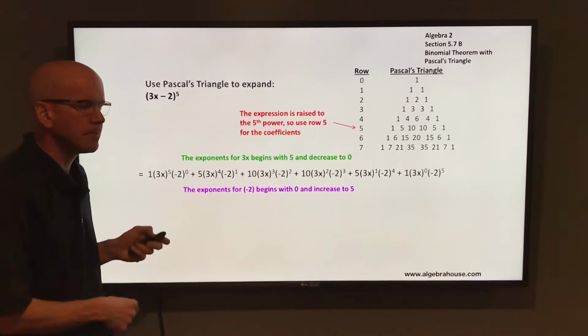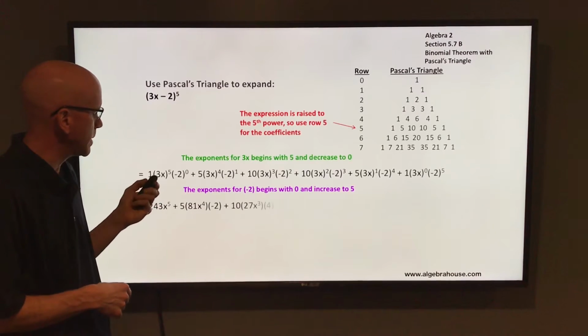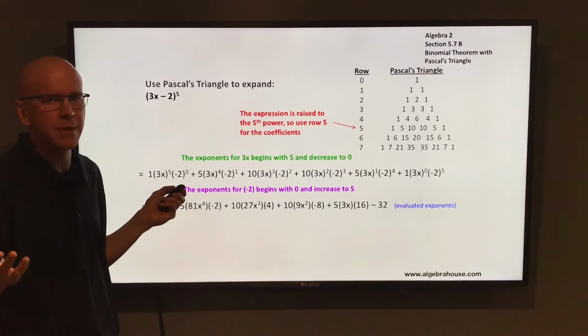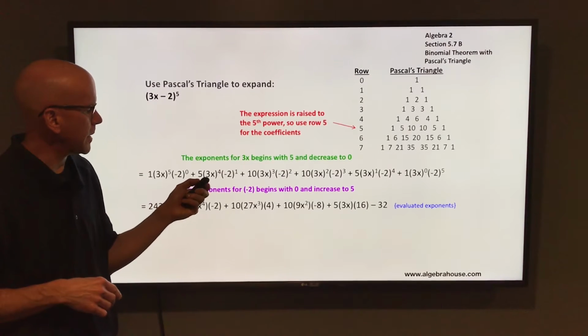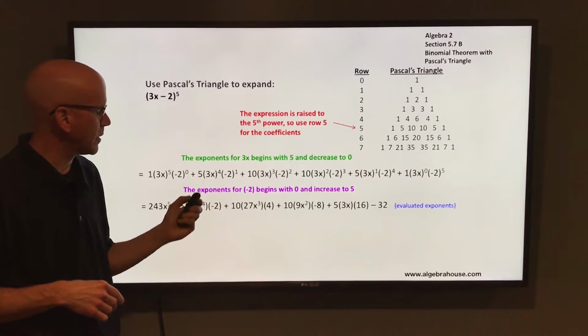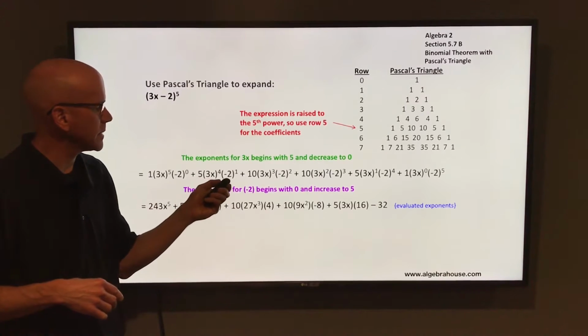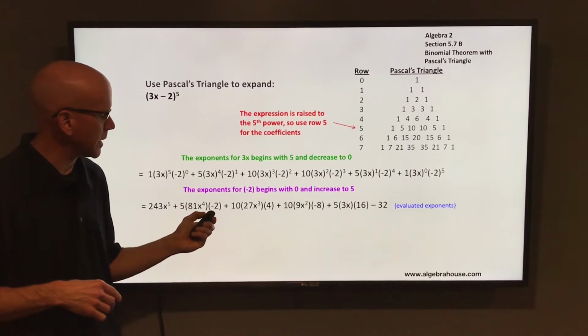In this first term, take 3 to the fifth, that is 243. So that'd be 243x to the fifth. You don't need the 1. And negative 2 to the 0, that's just 1. You don't need that as well. Next term, 3x to the fourth. If you take 3 to the fourth, that is 81. So that would be 81x to the fourth. You have a 5 out front. Negative 2 to the first power would just be negative 2.